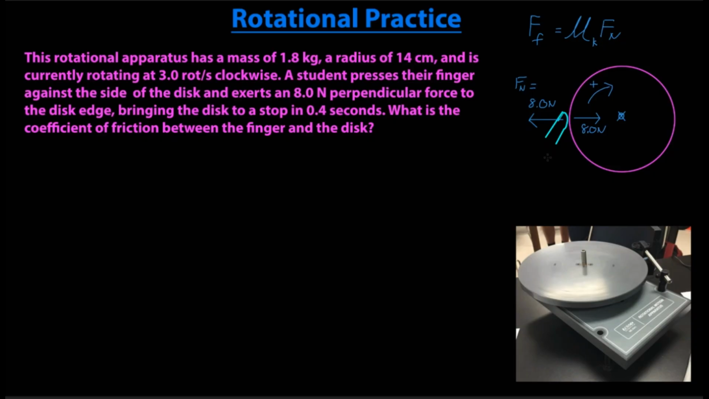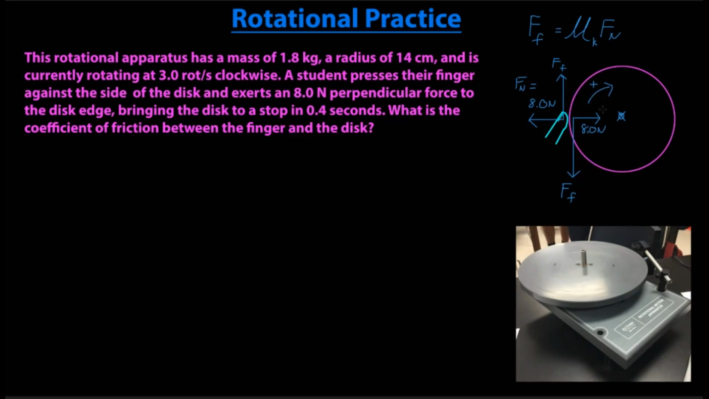One thing I want you to have in your brain before I put it down is, what direction is force friction here? Since the disc is moving clockwise, force friction on the finger would be this direction. But we don't care about the finger. We are tracking the disc, which means force friction on the disc is this way, which makes sense because if the disc is moving clockwise, you would need a counterclockwise torque in order to slow the disc down.